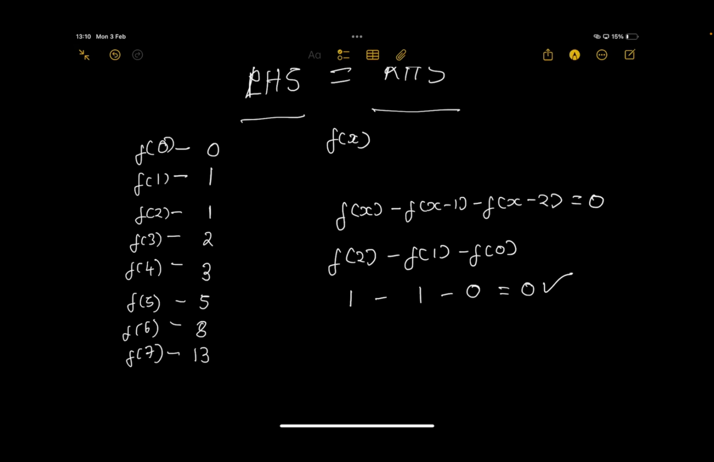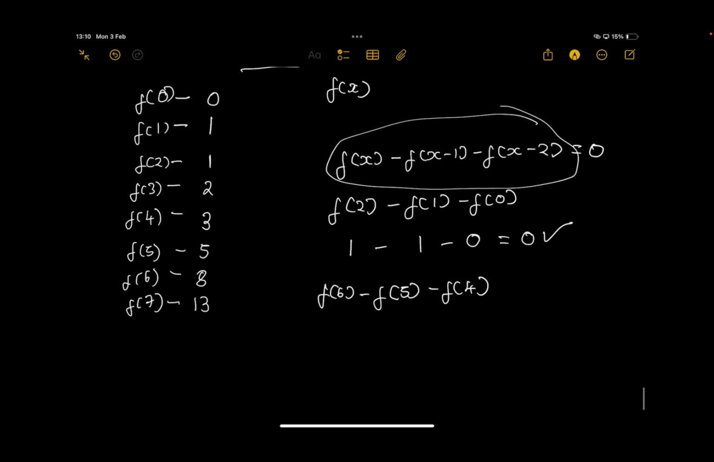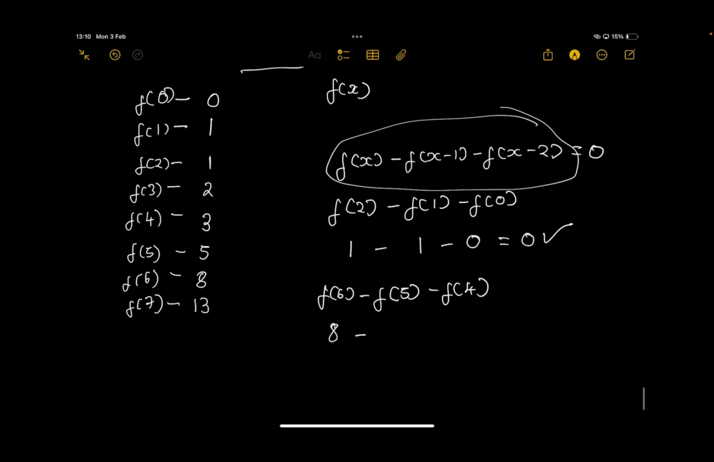So this is a new polynomial. We evaluated it somewhere and we got 0. It should give you roots vibes: you're getting a 0 when you evaluate a polynomial somewhere, so it should start giving you roots vibes. So let's try f of 6: f of 6 minus f of 5 minus f of 4. f of 6 is what, 8?